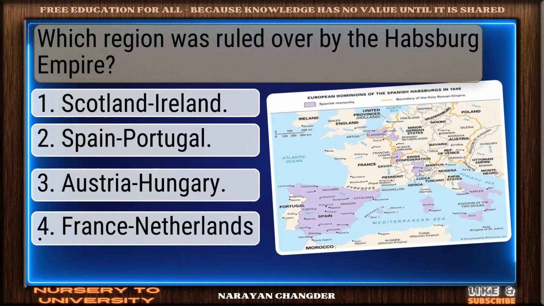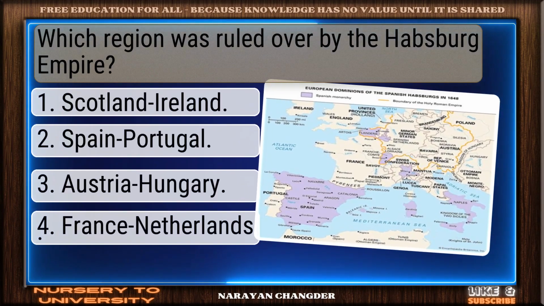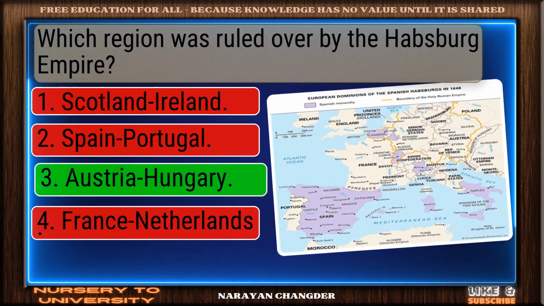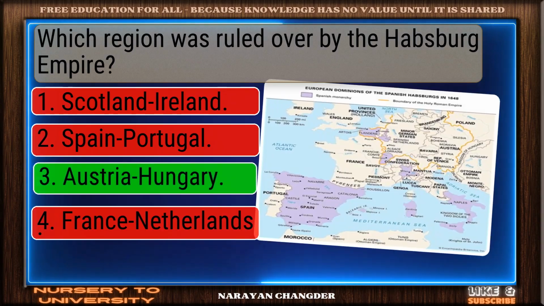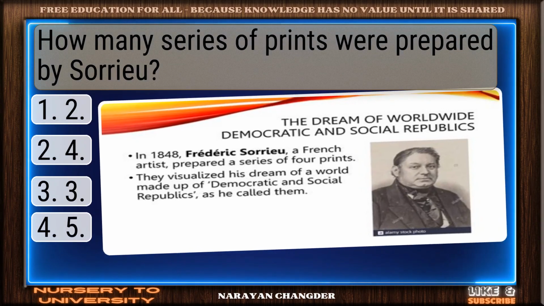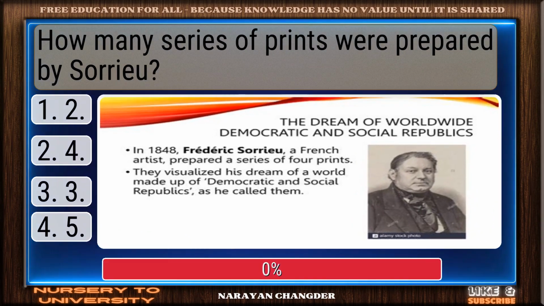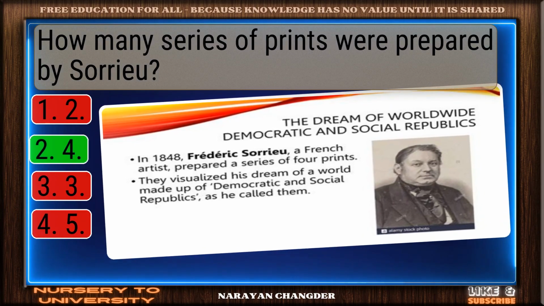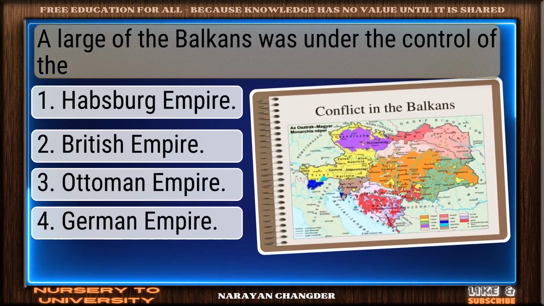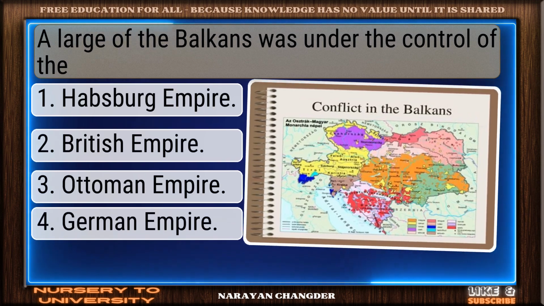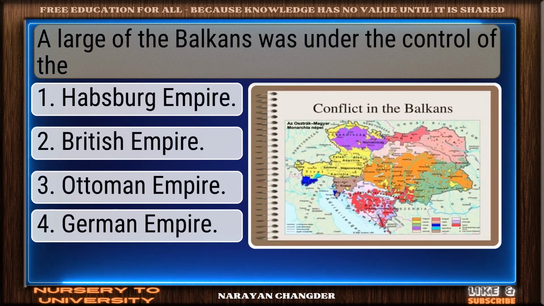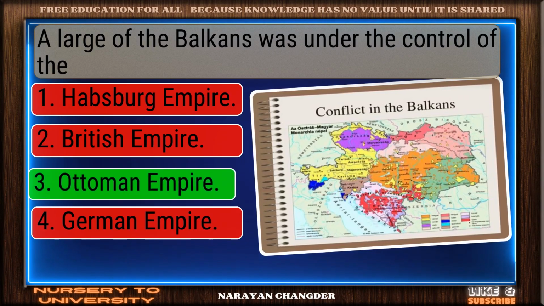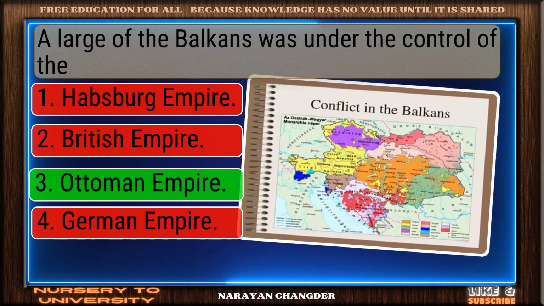Which region was ruled over by the Habsburg Empire? You chose Austria-Hungary. Correct. How many series of prints were prepared by Sorrieu? You're right. 4 is correct. A large part of the Balkans was under the control of the... Sharp thinking. Ottoman Empire is right.